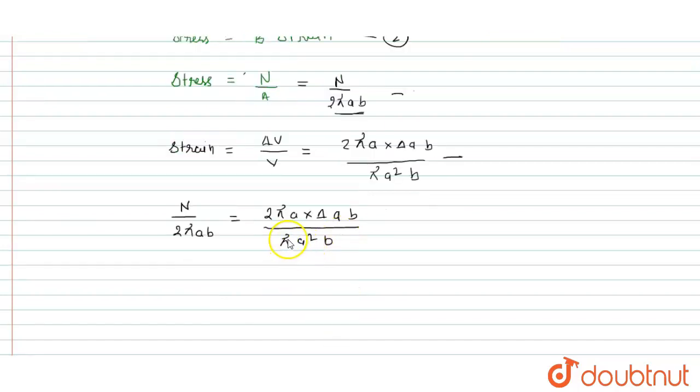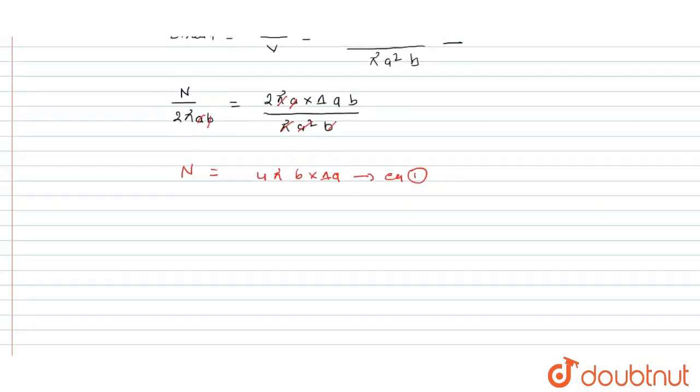So on solving this equation, pi is cancelled out by pi, A square is cancelled out by A and A, b is cancelled out by b. We get N is equal to 4 pi B cross del A.